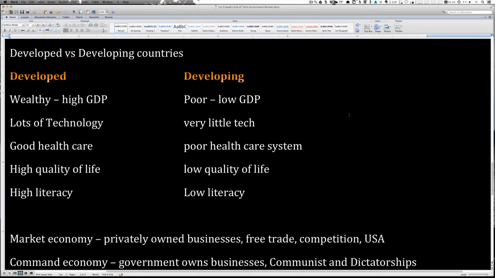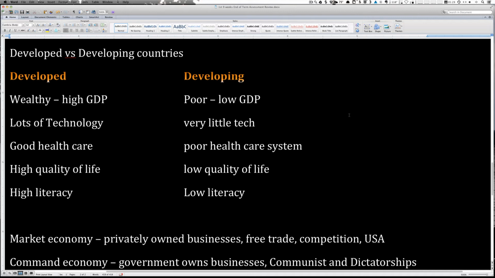Unfortunately, more people in the world live in developing countries than in developed. About 2/3 of the world's population lives in what's considered a developing country. You find developing countries in South America and Central America, in the Caribbean islands, in Southeast Asia, in Africa.